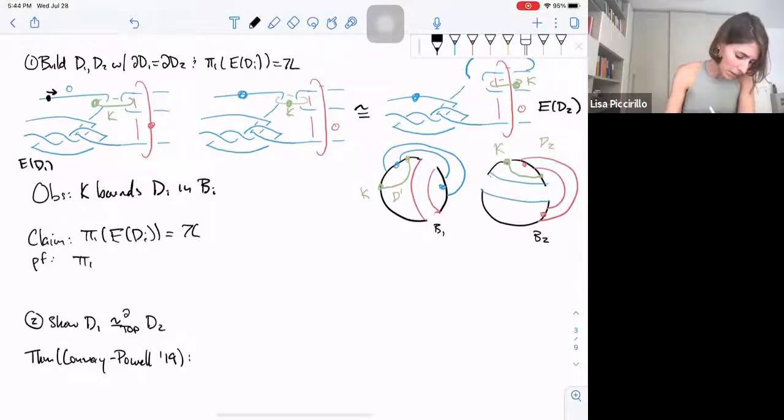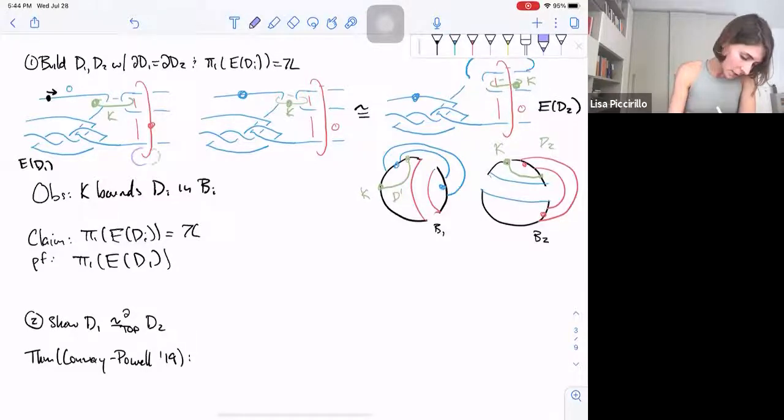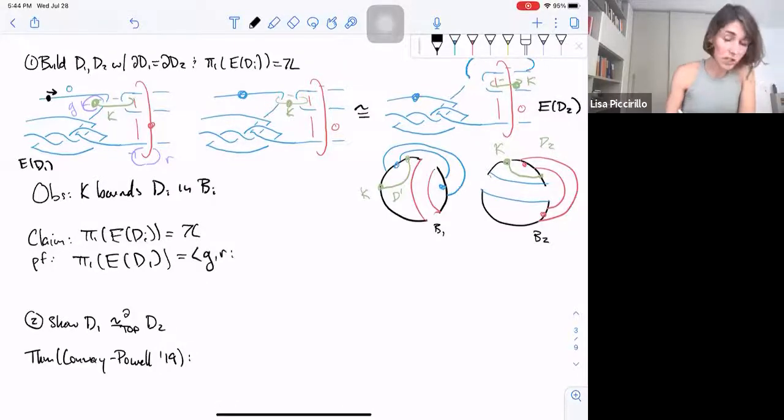So let me start with the exterior of D1. So all right, two one handles, that means two generators. Let's mark them. I'll think of this as being a generator R for red, and maybe this is generator G for green. So the fundamental group of this is going to be these two generators, and then we should get a relator from the two handle.